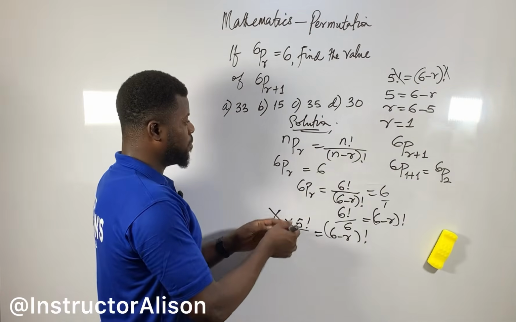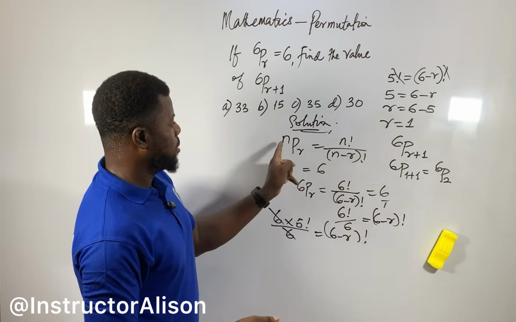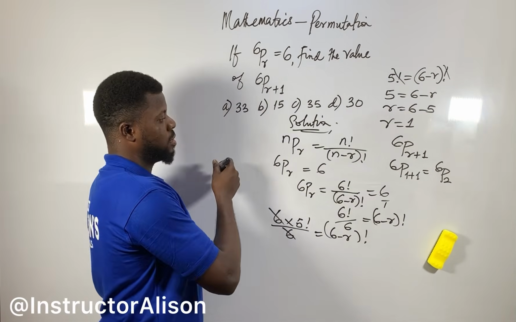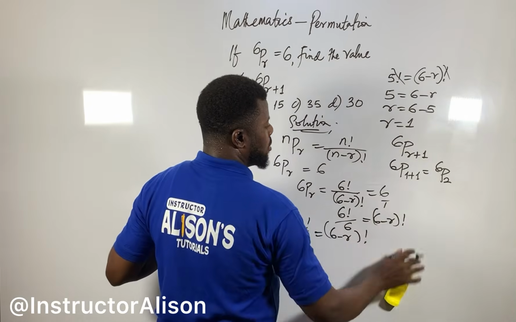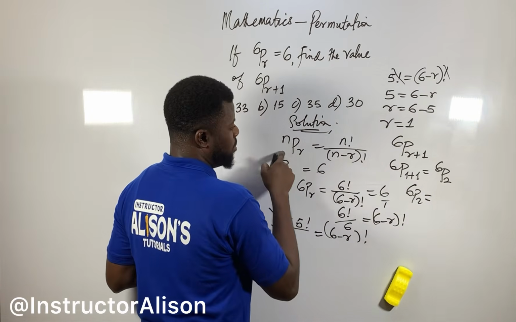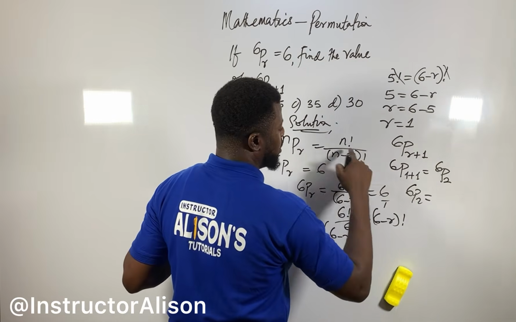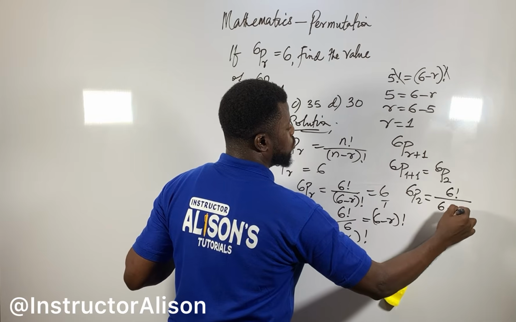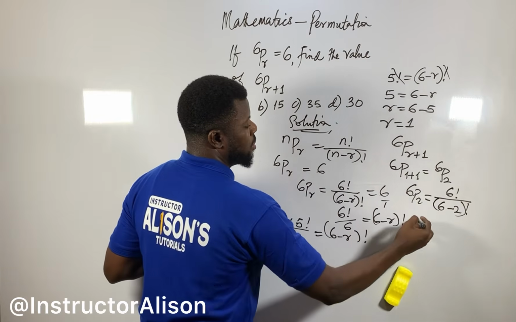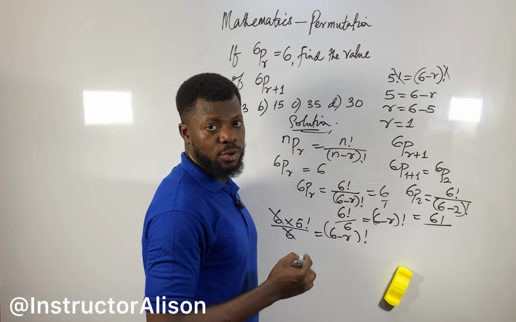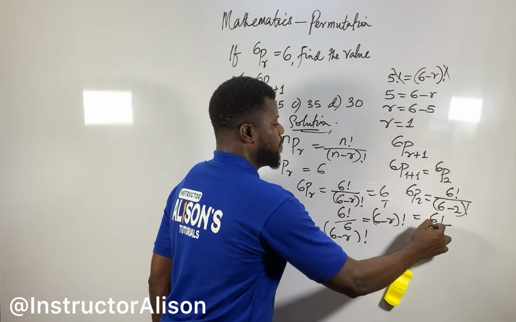And you know the formula of permutation is this one. 6 permutation 2 equals 6 factorial all over (6 minus 2) factorial. This one will give you 6 factorial over 6 minus 2, which is 4. Right? 4 factorial.